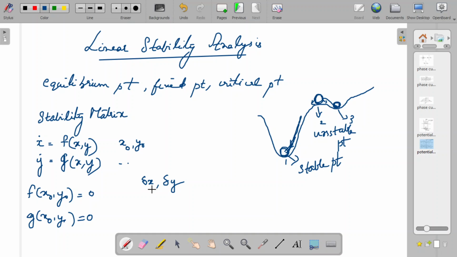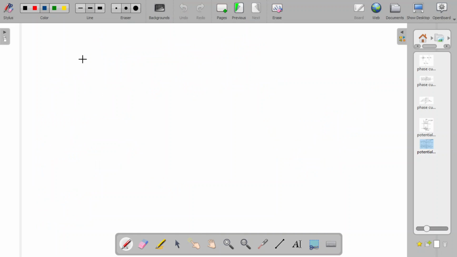Now, as per Taylor expansion, the time evolution of the displacements, delta x and delta y, can be written as: delta x dot, the time evolution of the displacement, is the derivative of the function f with respect to x, that is f_x at x0, y0, times delta x, plus the derivative of this function with respect to y, that is f_y at x0, y0, times delta y.